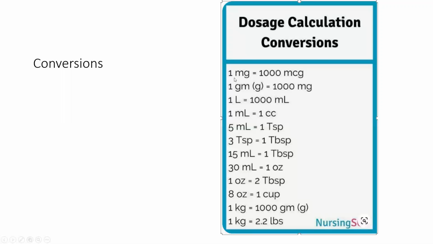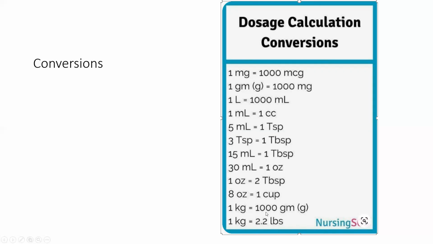Definitely need to know this milligram to microgram conversion, and I've got another slide a little bit later on that talks about that. Definitely need to know your liter to milliliter, and this is the gimme one right here, that 1 milliliter and 1 cc is the same thing. The teaspoon, some of you were nervous about this, that 5 milliliters is 1 teaspoon. And then knowing your kitchen measurements, that 3 teaspoons is 1 tablespoon. Therefore, 5 times 3 gets you 15 milliliters. So 15 milliliters is 1 tablespoon.